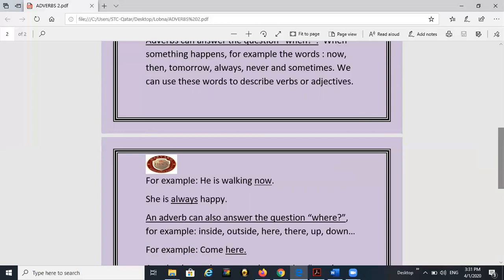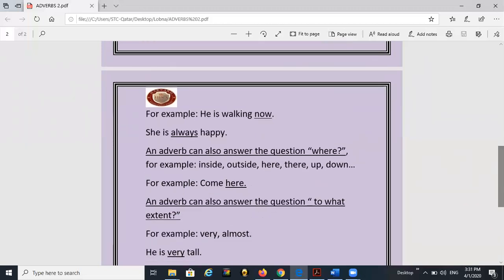Another thing, an adverb can also answer the question where. For example, inside, outside, here, there, up, down. For example, come here. So here is an adverb, okay? It answers the question where.